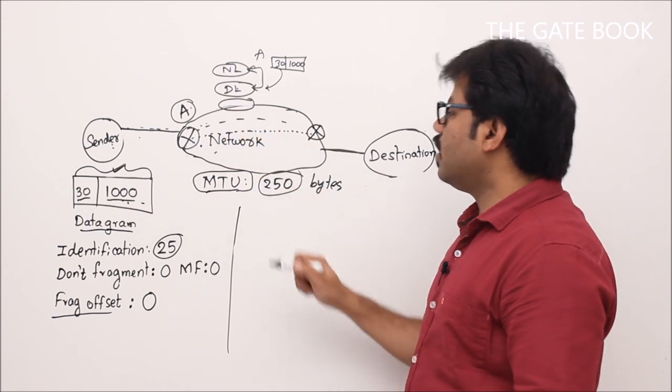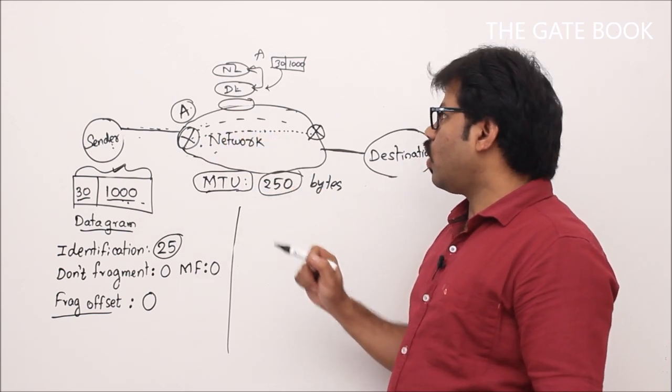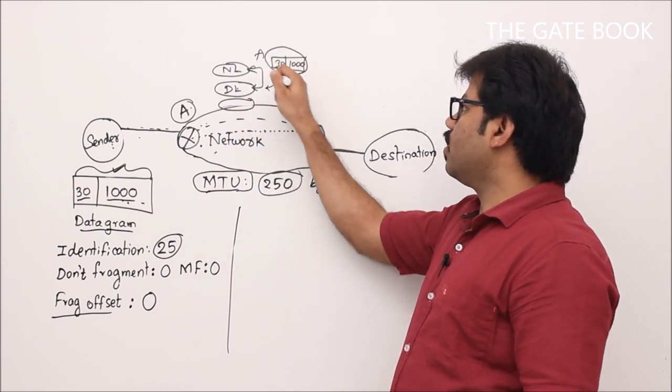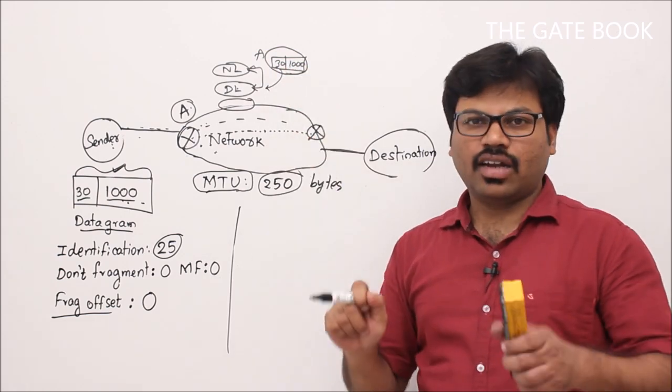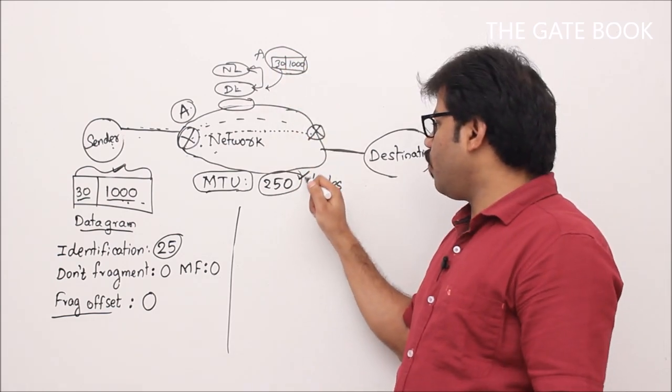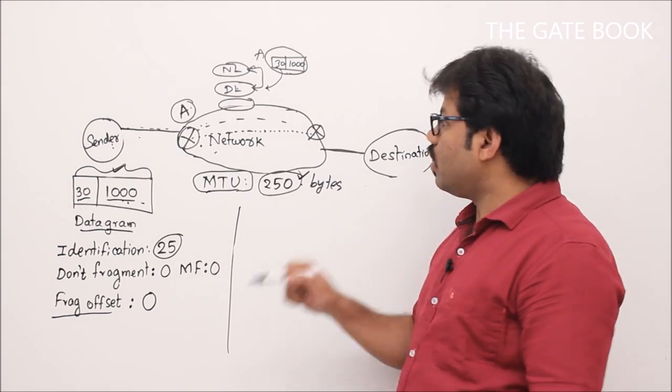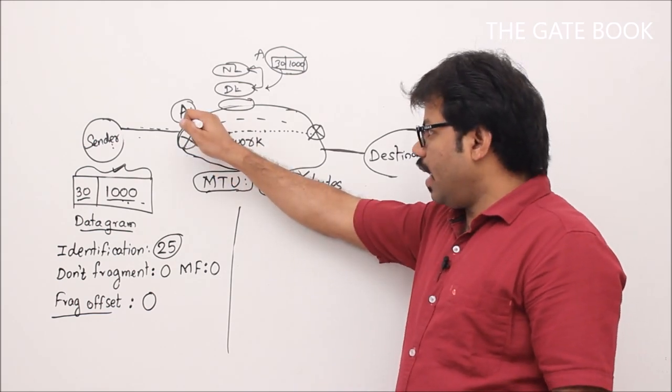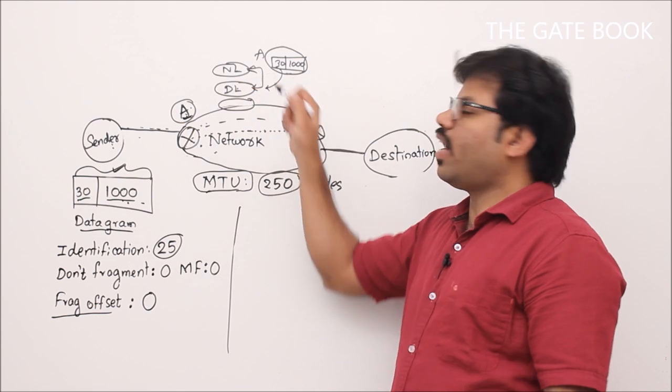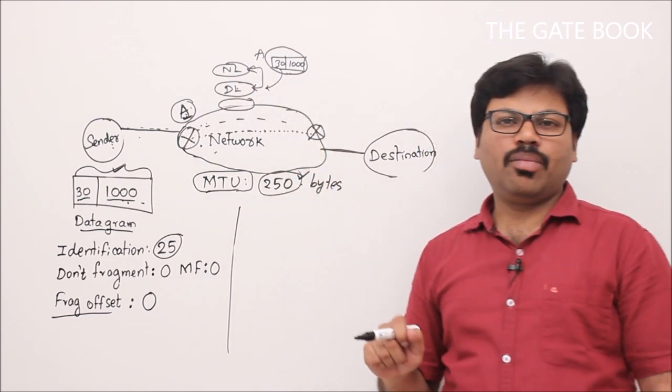Please allow. Then the data link layer says that you can't give me 1030. This payload I can't take because I can take only a payload of 250 bytes. So now A's network layer is going to do fragmentation. Okay, simply remember one thing.